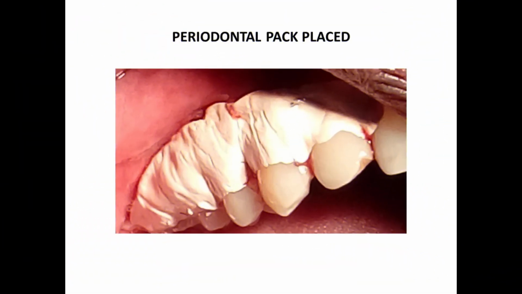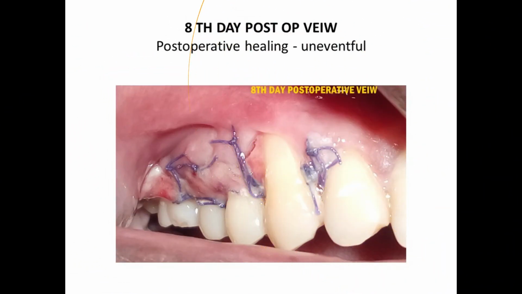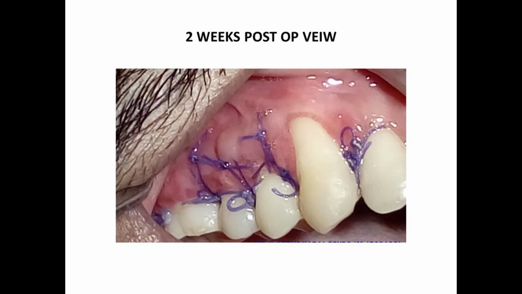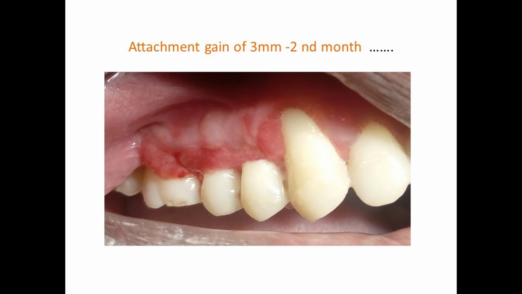This is the immediate post-operative view. Then a non-eugenol periodontal pack is placed, oral hygiene instructions were given, post-op medication was prescribed, and a review call was made. This is the 8th day post-operative view. The post-operative healing is uneventful. This is the 2nd week post-operative view. This is the 3rd week post-operative view. This is the 2nd month post-operative view. At the end of the 2nd month, we found that the attachment gain is 3 mm.